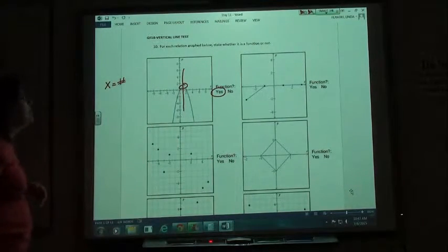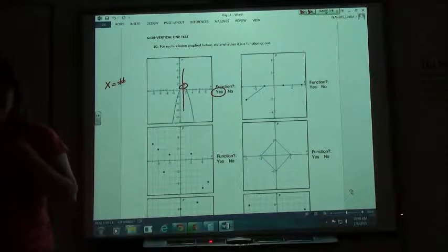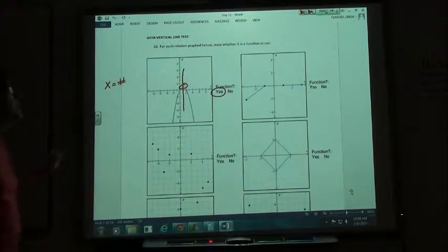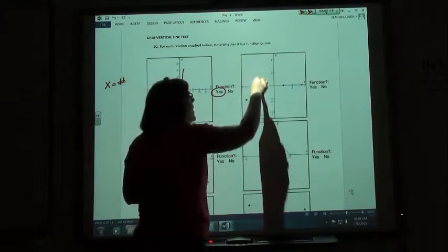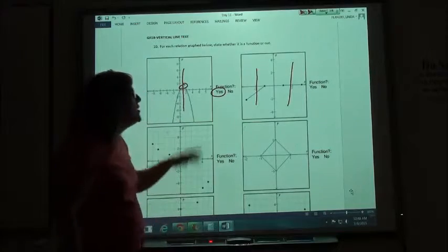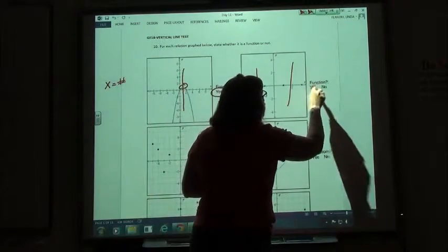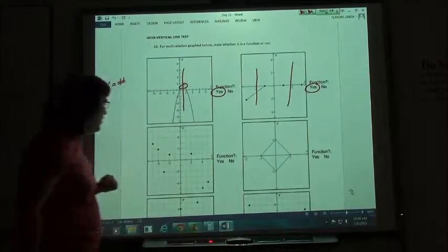What they're going to say is if you can draw any vertical line that touches more than once, it is not a function. So here, if I drew my vertical line here, it touches once. If I draw it on this side of my graph, it only touches once. For any vertical line I can draw, the most I'm going to get is once. So yes, that is a function.